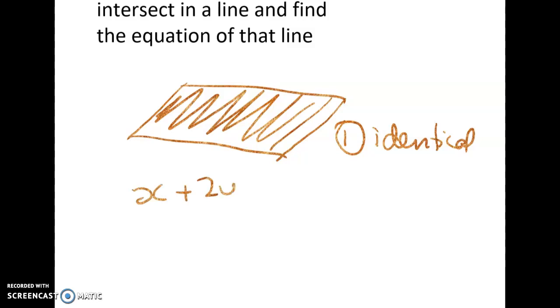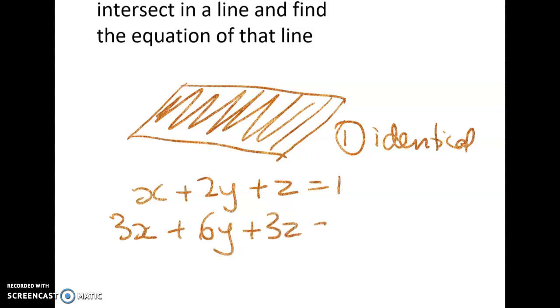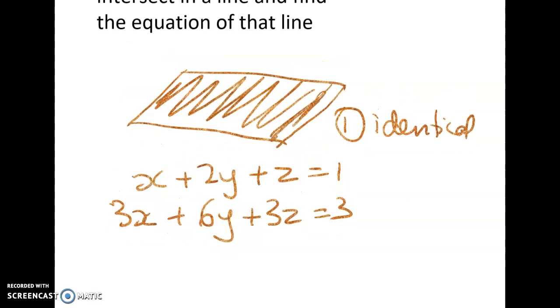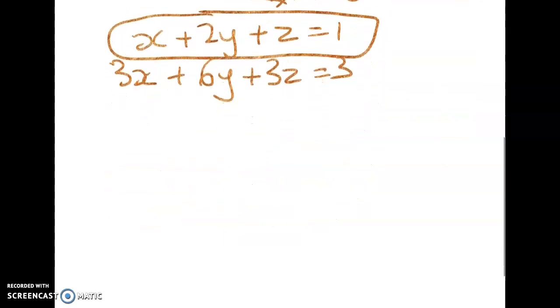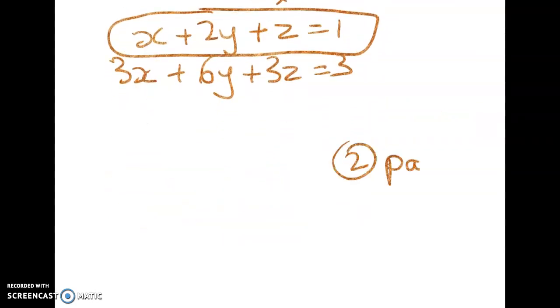So an example of that would be this. If we had x plus 2y plus z equals 1, and then we had 3x plus 6y, I'm seeing if I can multiply by 3. I still can, right? So those 2 planes are the same plane, right? So that's situation 1. So obviously there's not just a line of intersection. Any combination of points that satisfies that plane equation is where they intersect, right? So they're exactly the same thing. It's kind of trivial.